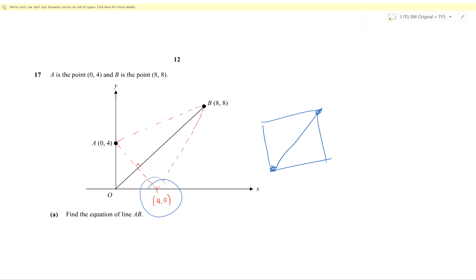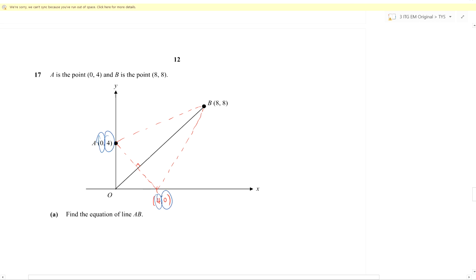In Sec 1, we've been telling you diagonals are perpendicular. Now you better remember. How do you visualize that it is exactly here? You have to draw it by symmetry. Because it is 0, 4, then this will be 4, 0. Because this line over here is y equals to x.